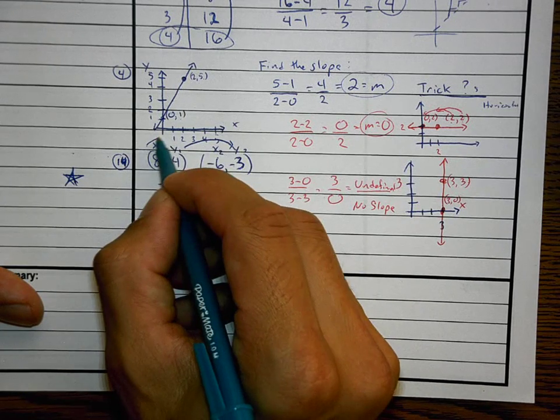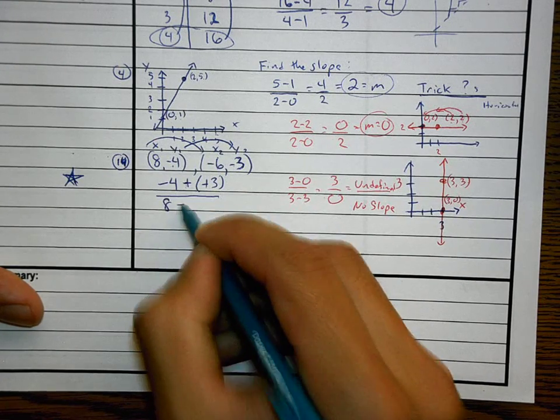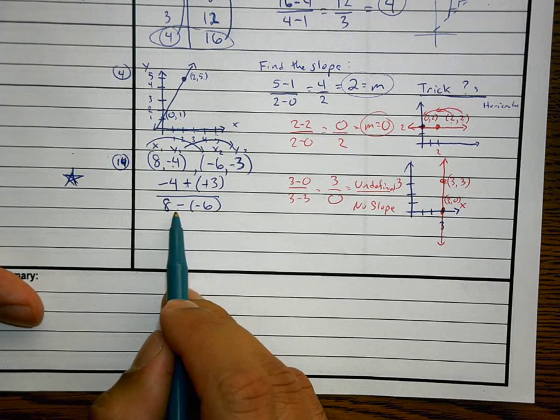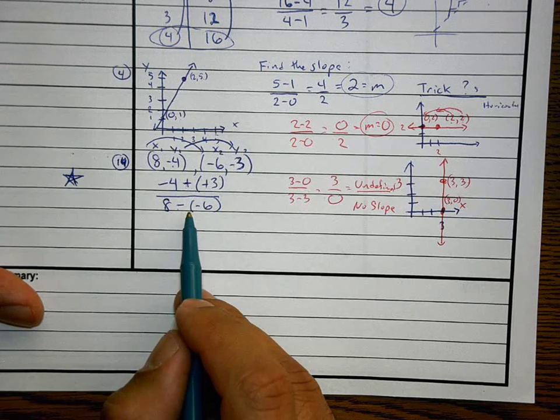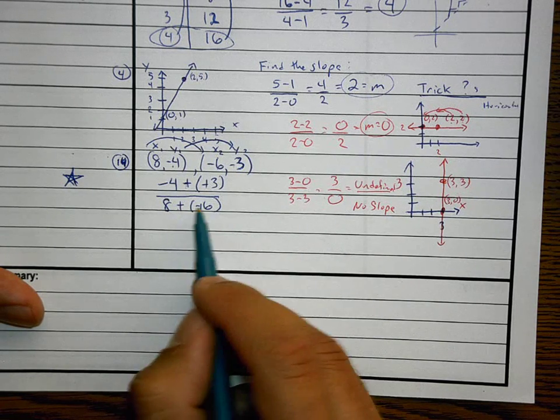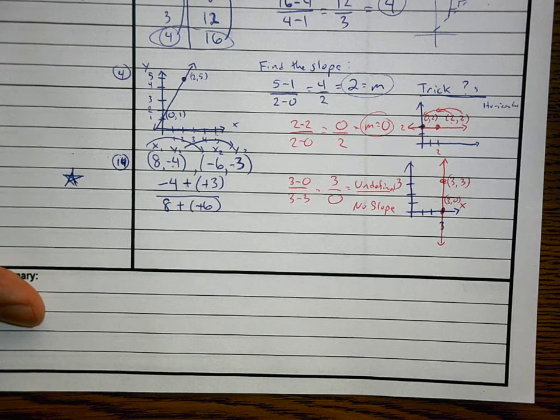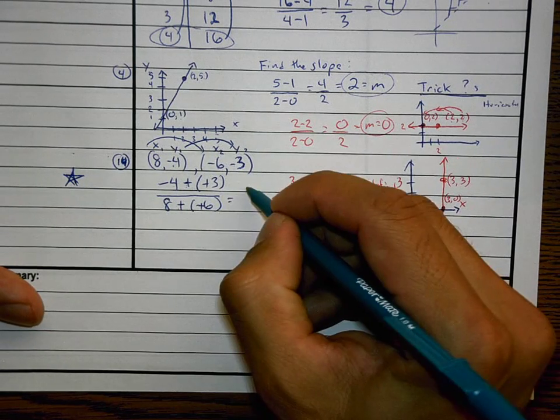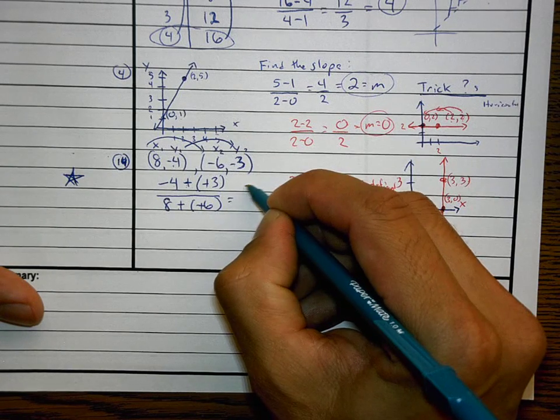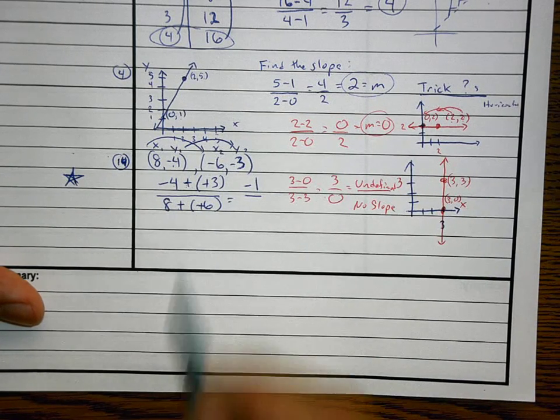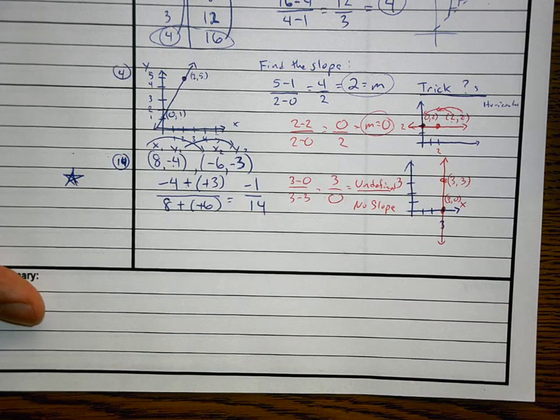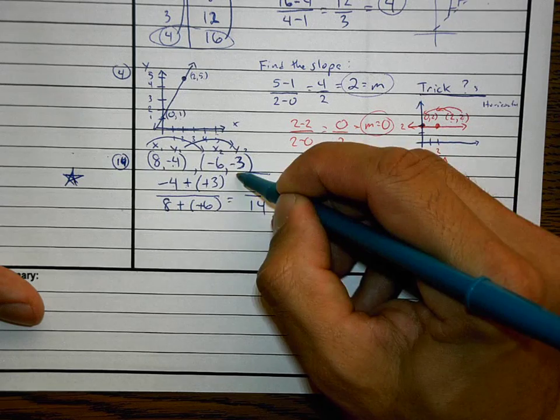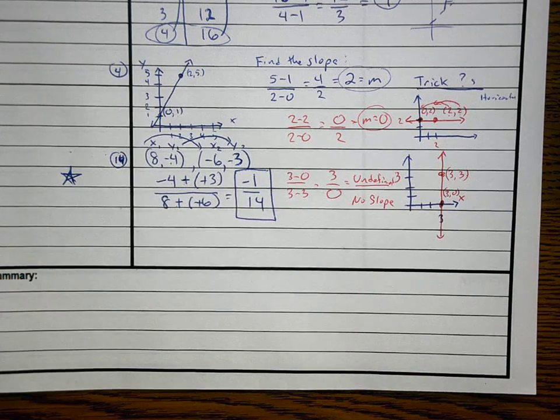8 minus, what am I subtracting? Negative 6. Don't forget you're subtracting a negative. You're doing the opposite of a negative. Negative times a negative is a positive. And then you simplify. Negative 4 plus 3? 1. Close. Negative 1. 8 plus 6? 14. Negative 1 divided by 14. That is all you can do. That is your average rate of change.